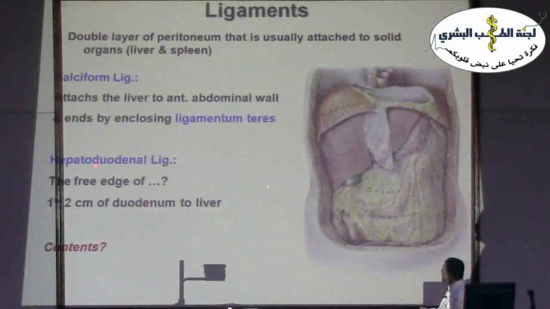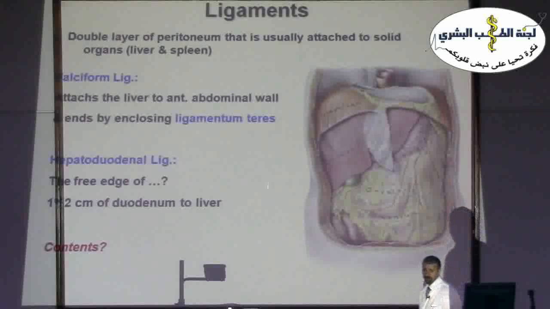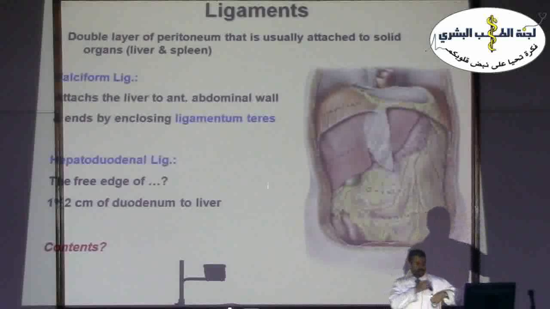So falciform ligament, hepatoduodenal ligament. What are the contents of the hepatoduodenal ligament? Portal triad: portal vein, hepatic artery, bile duct. And the third ligament, hepatogastric ligament. In other words, put down the same as this omentum. This omentum is the hepatogastric ligament.